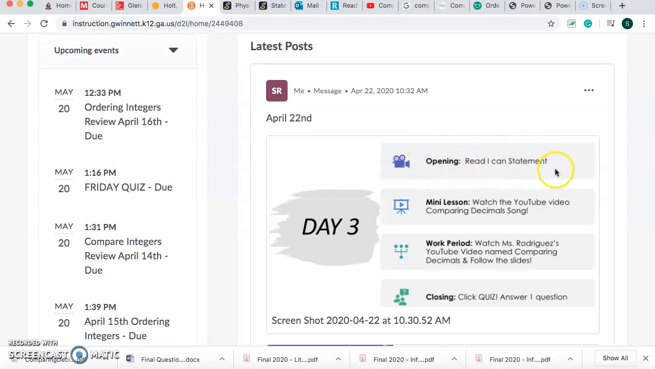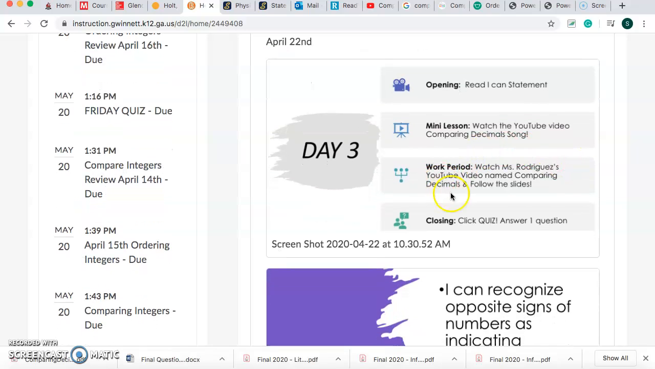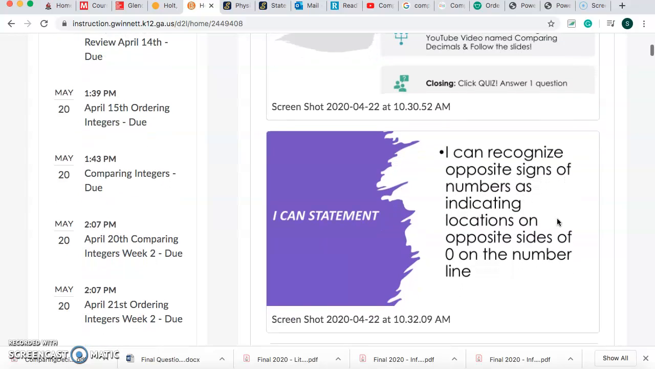For today we are going to be reading our I can statement first, followed by watching a YouTube video, and then you'll also be watching my video and following along with the slides, and then to finish up math you'll be answering a one-question quiz.